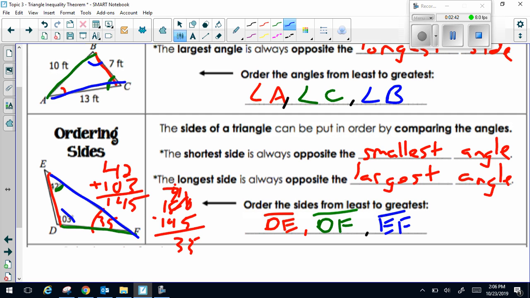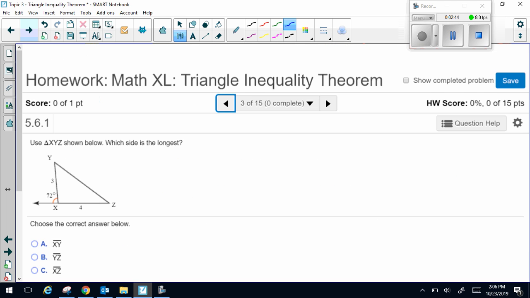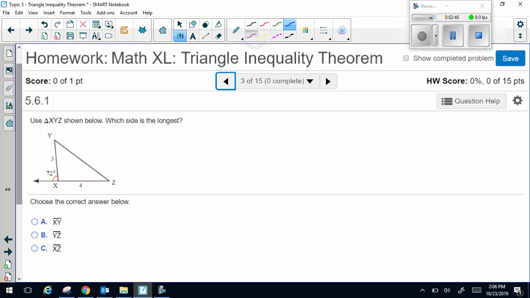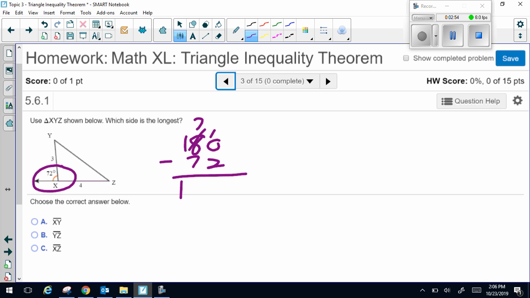So let me do some examples from the math Excel. Number 3, again, okay. This is a linear pair here, so we can figure that out by subtracting from 180. That gives you 108, so that's 108 in here, which is your biggest angle, because you can't have more than one angle bigger than 90 degrees. So that means YZ is your largest side.